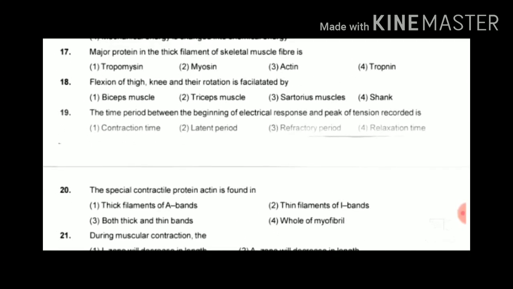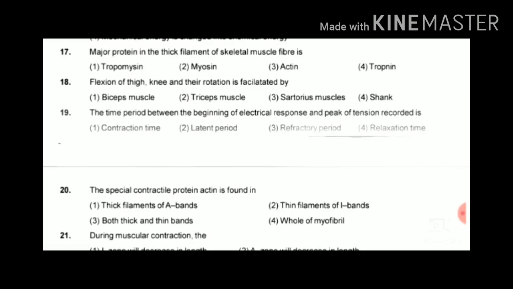Major protein in the thick filament of the skeletal muscle fiber is number 1, tropomyosin, number 2, myosin, number 3, actin, and number 4, troponin. And the answer is option number 2, myosin. Thick filament is composed of myosin, whereas thin filament is composed of actin. So option number 2 is the right answer. Next is question number 18.